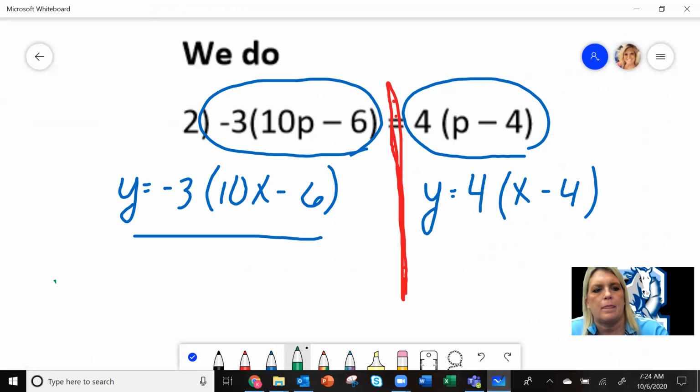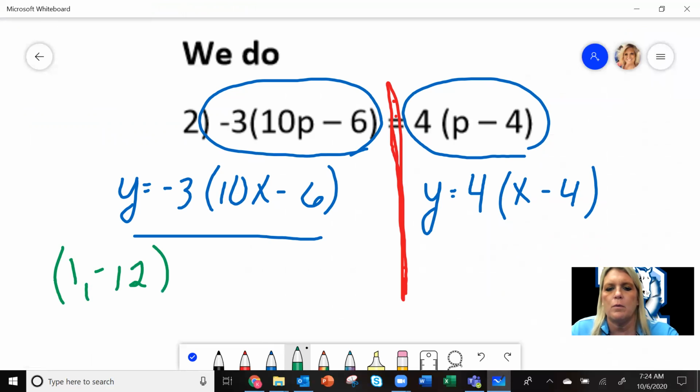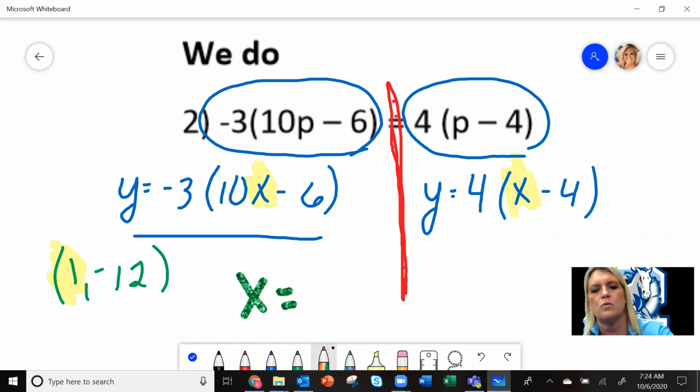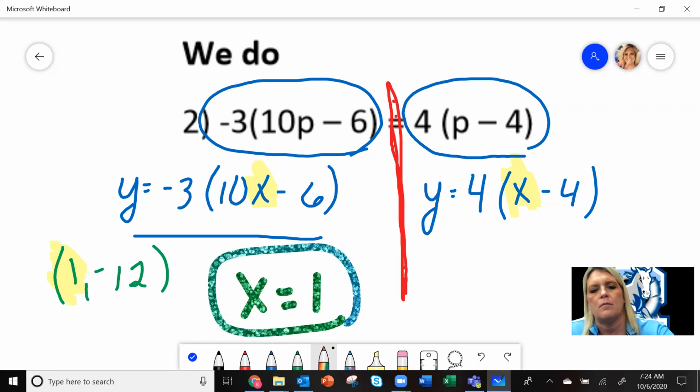So 1 and negative 12. What is it we were looking for? We're looking for the x value. Well, here is the x value in the ordered pair. So your answer is x equals 1. That's your answer.